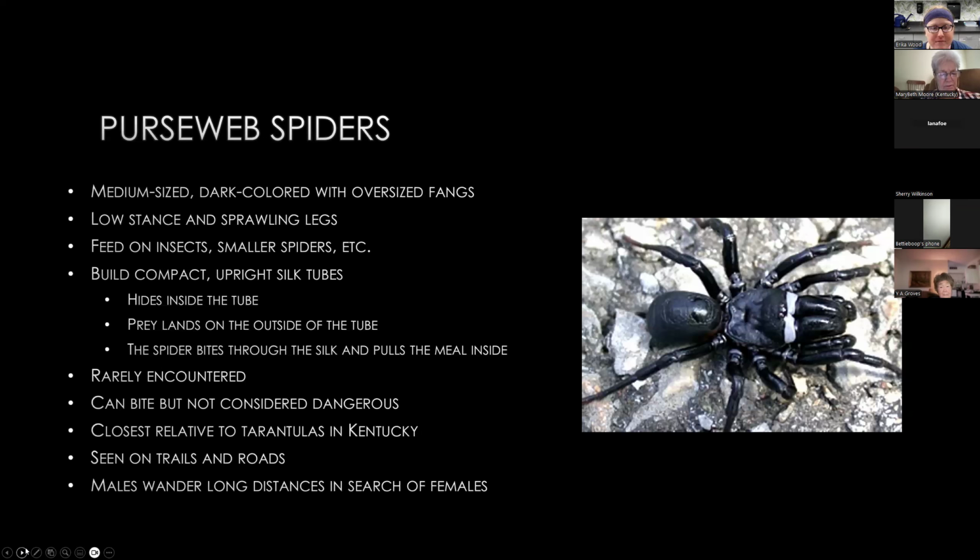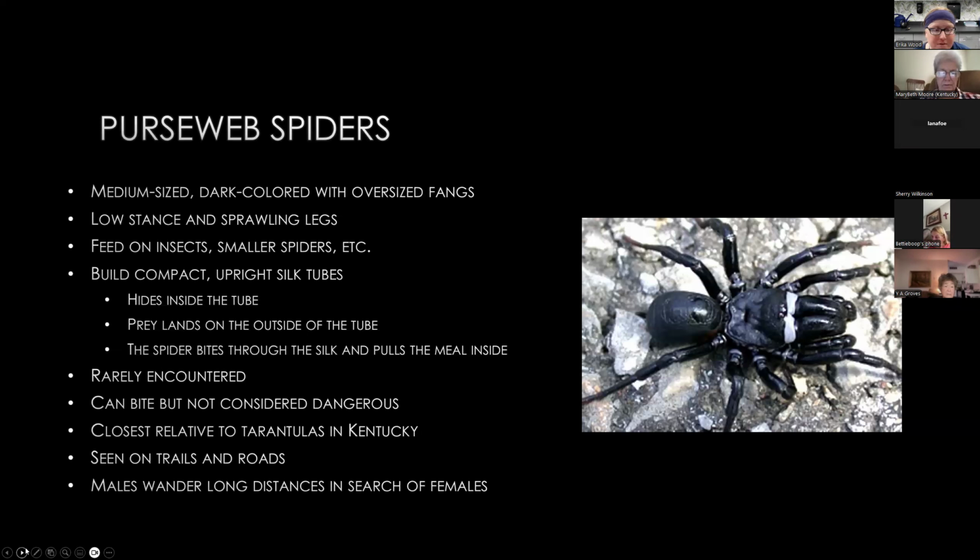So what's interesting about them versus other spiders is they use what's called silk tubes, these little compact silk tubes, and they're going to hide inside of this little tube. So it's not like a typical spider web per se. What happens is the prey is going to land on the outside of the tube. The spider's going to notice the prey landing on the tube, and it's going to actually bite through its own silk and then pull that prey inside of the tube. So it's a pretty cool, unique feature of how it is able to feast on its prey.